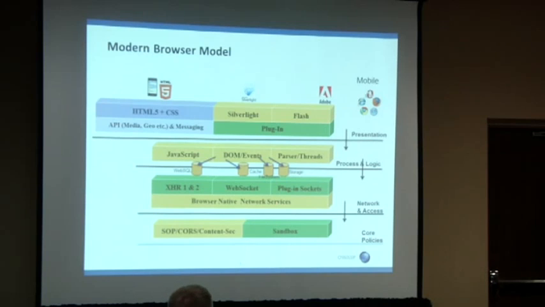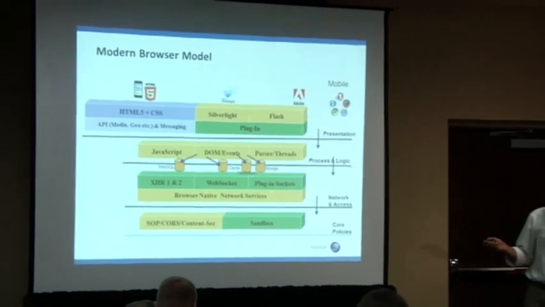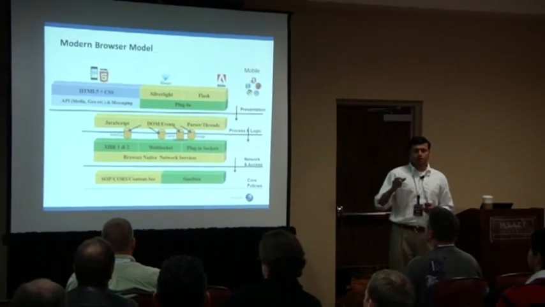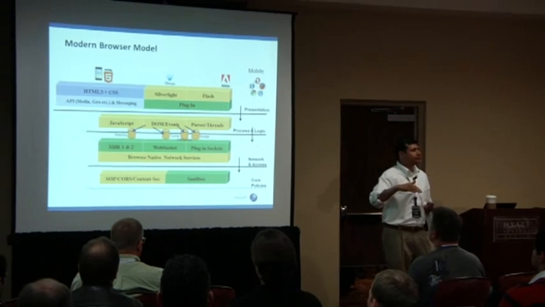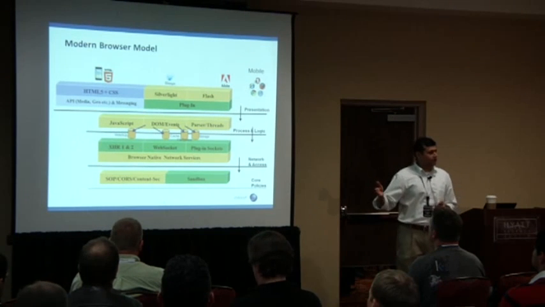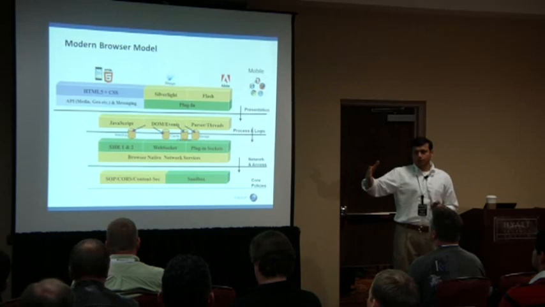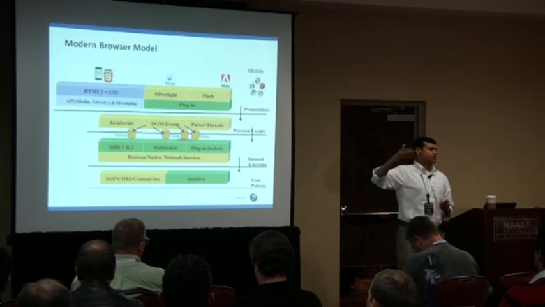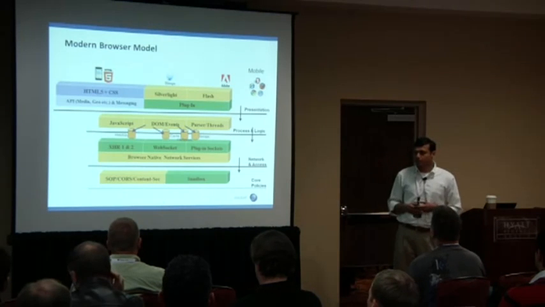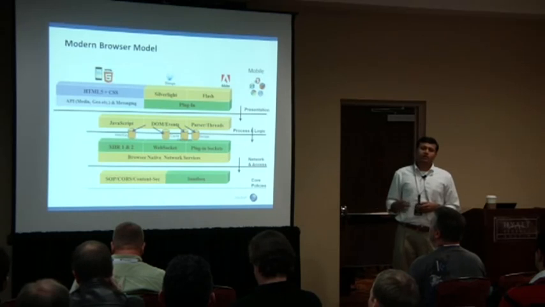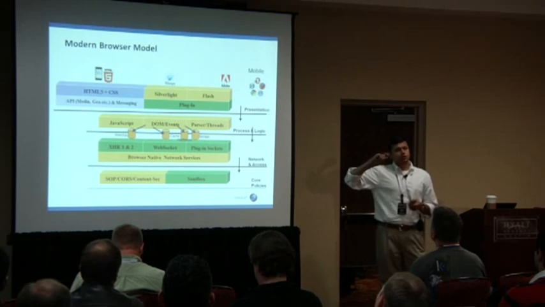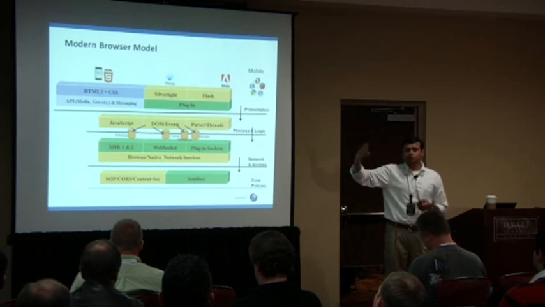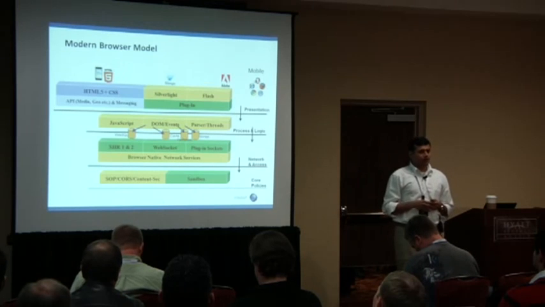On the network services side, we had browser-native calls where we pass values as name-value pairs. Then we have two new sockets added in the HTML5 specs: one is called WebSockets, and the other is XHR Level 2. We had the XML HTTP request object Level 1, and now we have XHR Level 2, which we will look at in detail. XHR Level 2 is essentially a cross-origin tunnel, which allows you to do CSRF. That's one thing that is added.